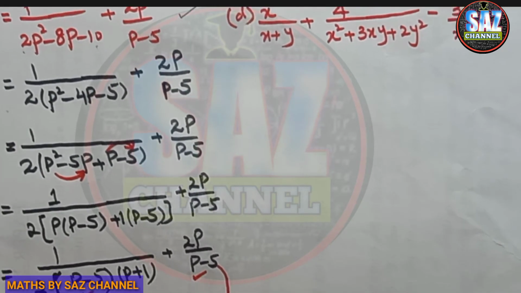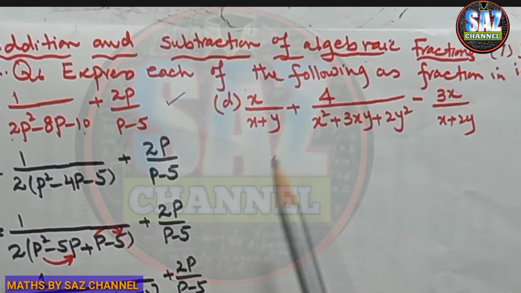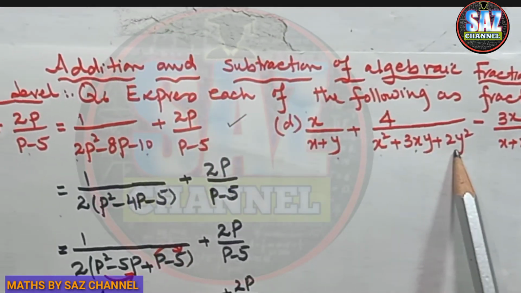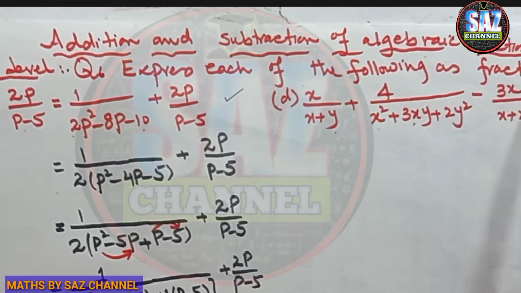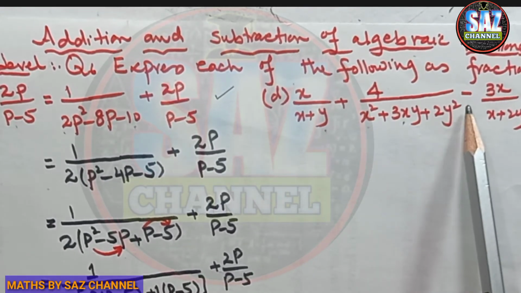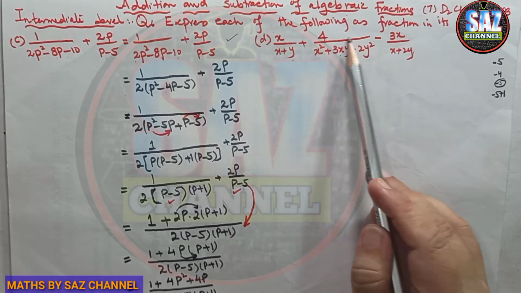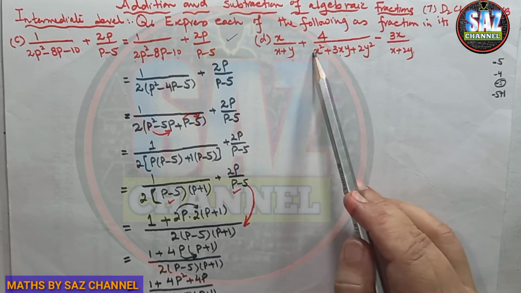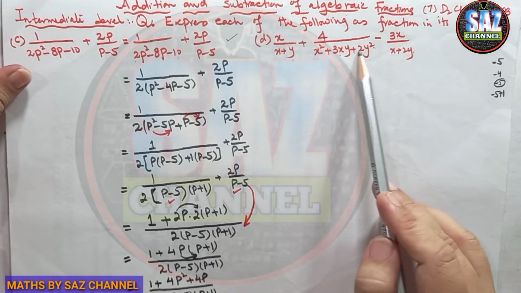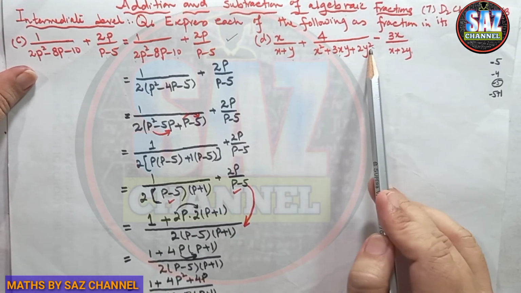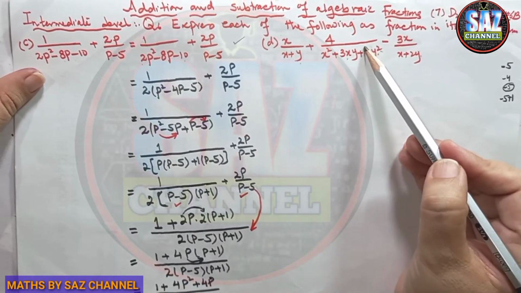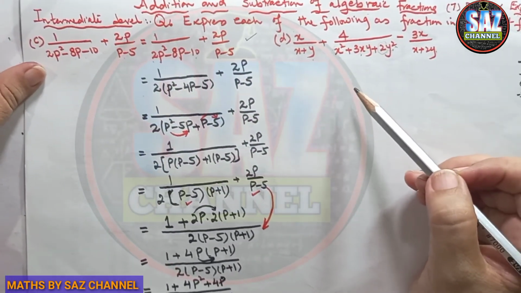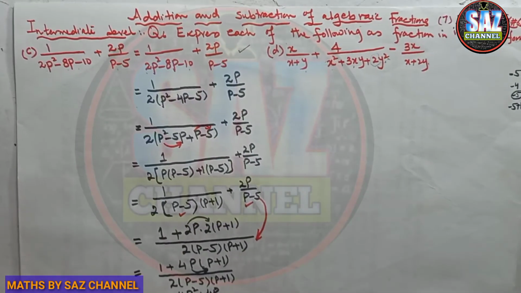Next question is x upon x plus y plus 4 upon x square plus 3xy plus 2y square and minus 3x upon x plus 2y. If we look at the denominator of the second fraction, we can see that this is the application of quadratic expression, and we have to simplify this with the help of middle term brackets. What I will be doing, I will be multiplying 2 with the coefficient of term having power 2, and that will give me the product 2.